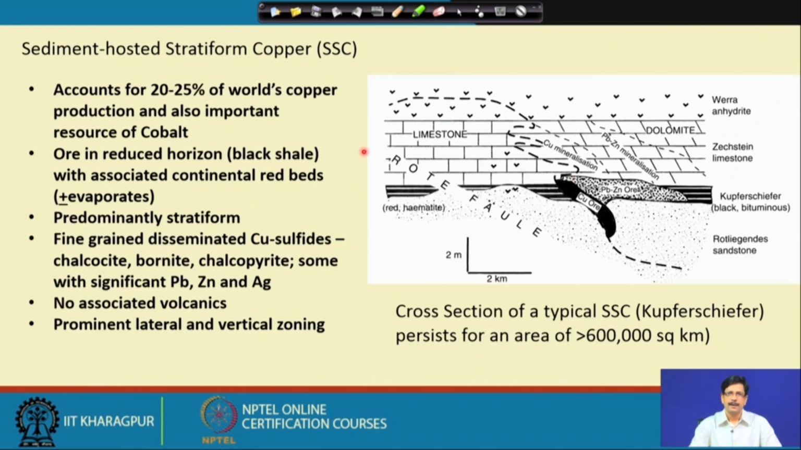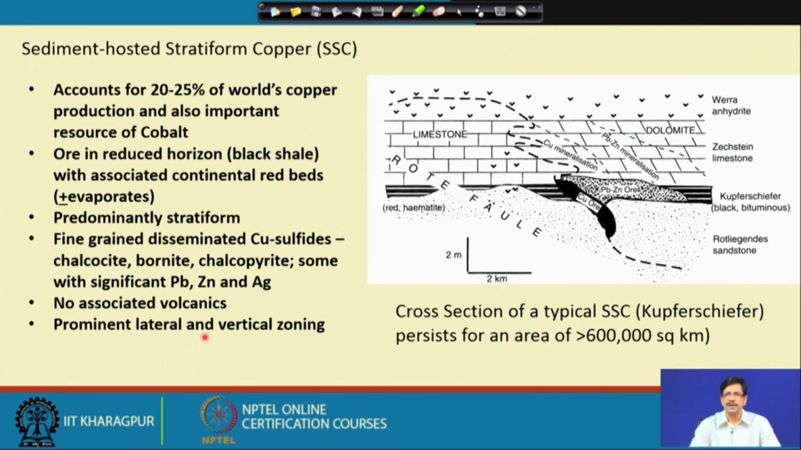Okay, now we switch over to another very important class of hydrothermal deposit, which is the sediment hosted stratiform copper deposit, or the SSC deposit. These deposits are a major contributor of copper, possibly next to the porphyry copper deposits, accounting for 20 to 25% of the world's copper production, and more importantly they are also a resource of cobalt.